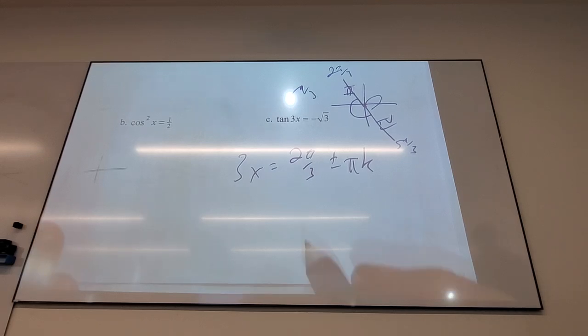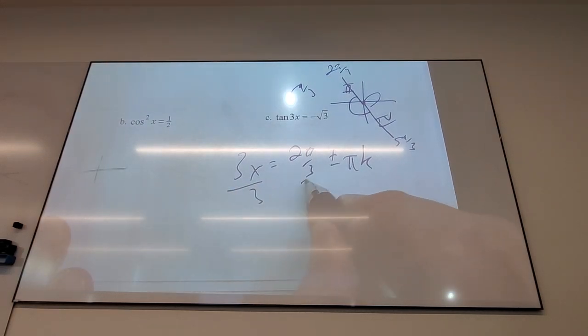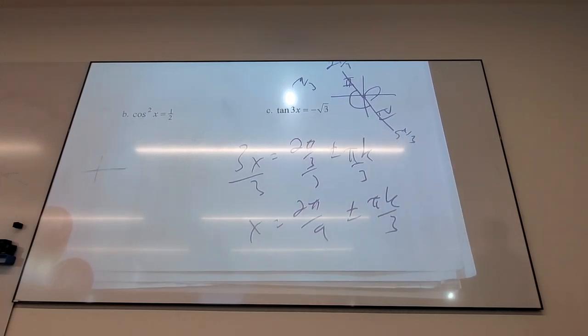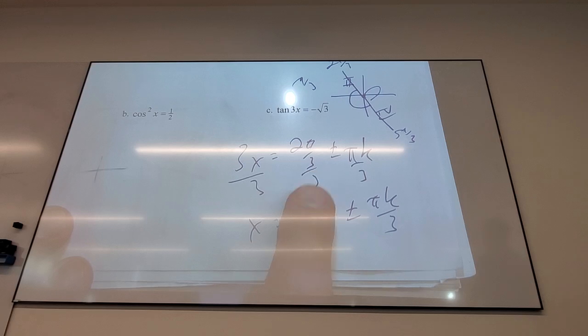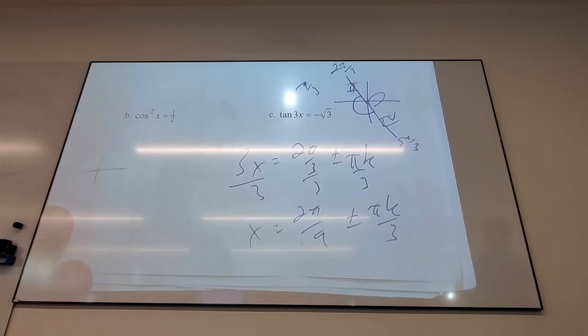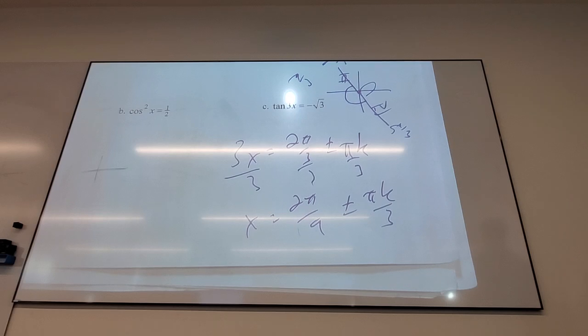Finish it. Get rid of the 3. Divide by 3, divide by 3, divide by 3. So I get x is 2 pi over 9 plus or minus pi k over 3. I really hope you guys get to a point where that's just that easy. Divide by 3, divide by 3 again. Of course you're divided by 9. Or 2 pi over 3 divided by 3 is 2 pi over 3 times 1/3 is 2 pi over 9. You can multiply by the reciprocal.